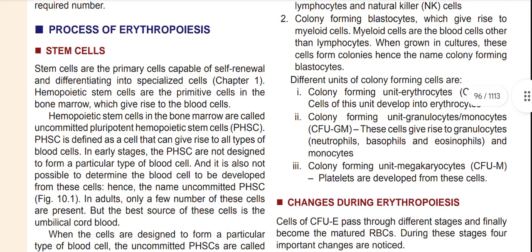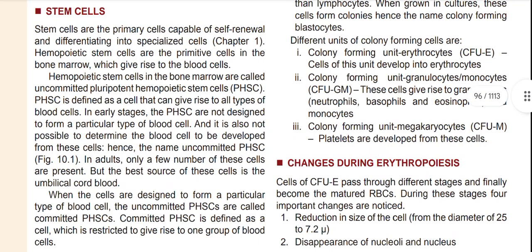Different units of colony forming cells are: one is colony forming unit erythrocyte, which will form the erythrocyte. So colony forming unit erythrocyte is that group of cells which helps in the development of erythrocytes. Now the second one, colony forming unit granulocytes or monocytes, CFUGM. These cells give rise to the granulocytes, neutrophil, basophil and eosinophil, and monocyte.